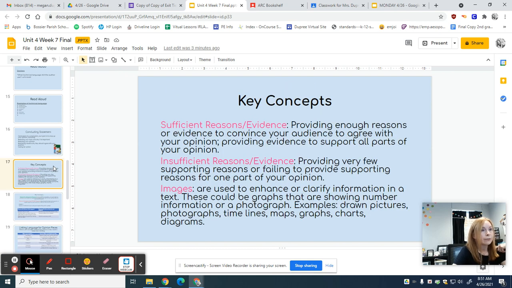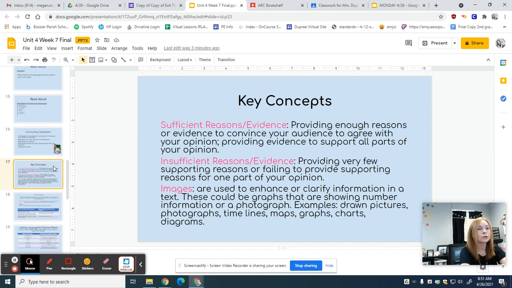All right, next thing I want to review before we do our writing tomorrow is sufficient and insufficient reasons or evidence, okay? So we've talked about this before. Sufficient reasons or evidence, providing enough reasons or evidence to convince your audience to agree with your opinion, providing evidence to support all parts of your opinion. Insufficient reasons or evidence, providing very few supporting reasons or failing to provide supporting reasons for one part of your opinion. And then images could also be used. They are used to enhance or clarify information in a text, okay?